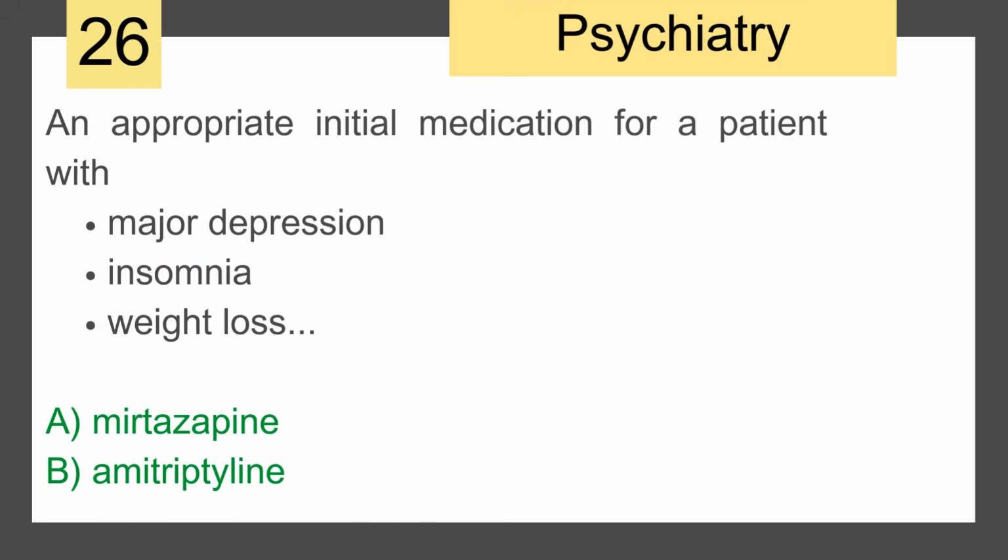Question 26, an appropriate initial medication for a patient with major depression, insomnia, and weight loss, so we want them to gain weight, we would give them mirtazapine. Mirtazapine helps with appetite as well as sleep. Amitriptyline, well, TCAs in general are not first line.